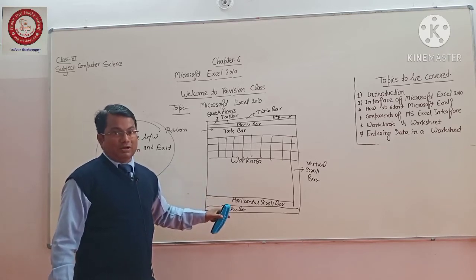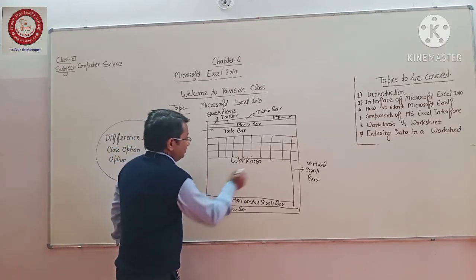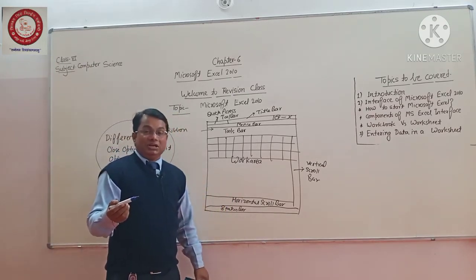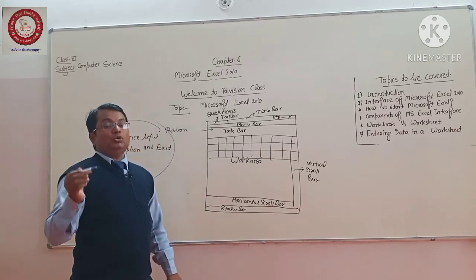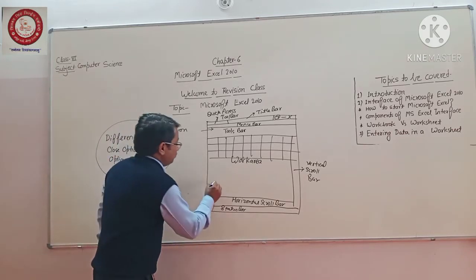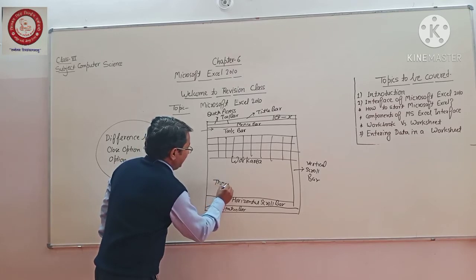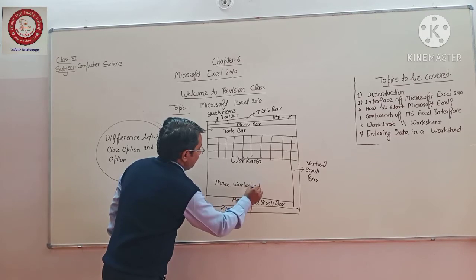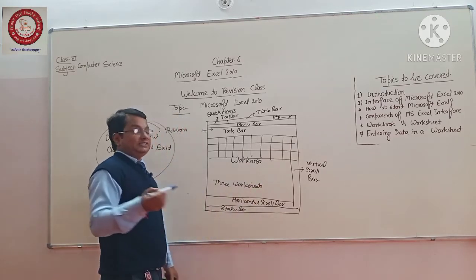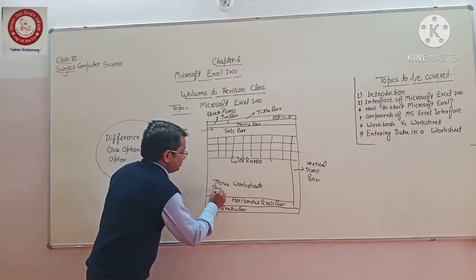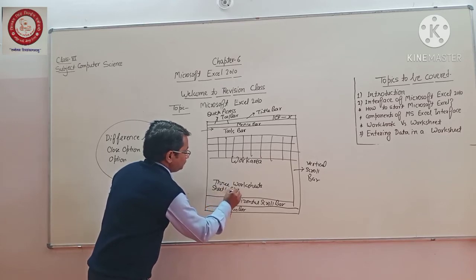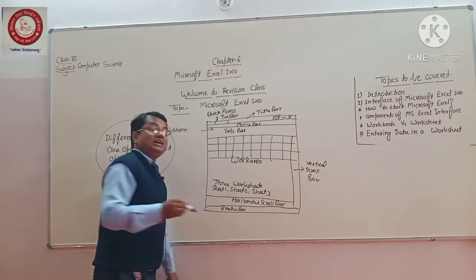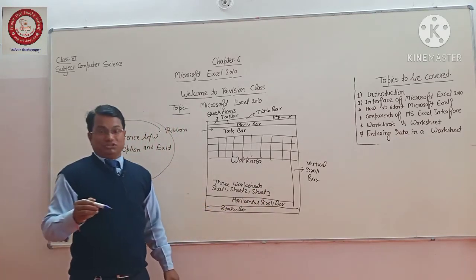Now let's come a little bit above the horizontal scroll bar. Here this is the worksheet, and if anybody asks you how many worksheets there are by default, you have to tell them there are only 3 worksheets. By default you will have 3 worksheets, and the names of the worksheets are Sheet1, Sheet2, Sheet3. These are the names of your default sheets.